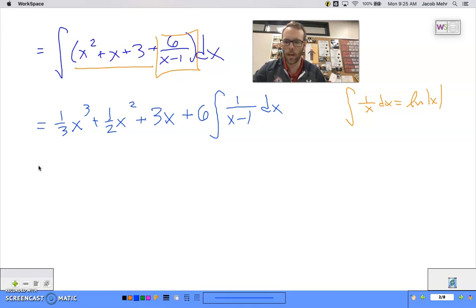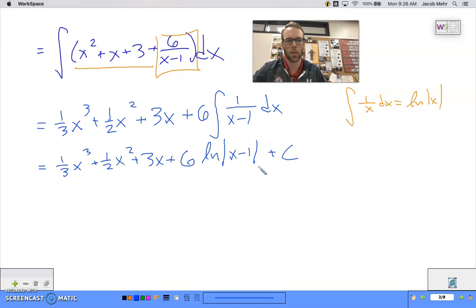So we have, let's just get all this down again. Now we have 1 over x minus 1. We don't have 1 over x. Well, this is like the chain rule, but what's nice about this is the derivative of x minus 1 is just 1. So the antiderivative of this is the natural log of the absolute value of x minus 1 plus c.